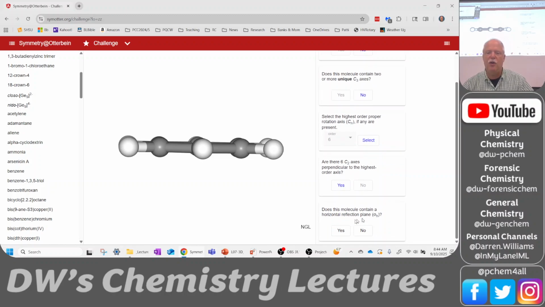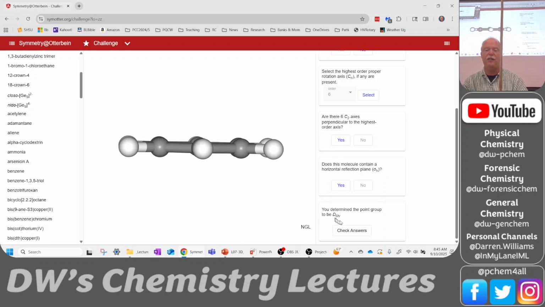Does this molecule contain a horizontal reflection plane? So this is now the vertical axis. There's a reflection plane that's horizontal. Yes, it's a planar molecule. So just every planar molecule has a reflection plane. This is just asking, is that reflection plane the horizontal plane? And it is. So the C6 axis is going up and down. The plane of the molecule is a horizontal plane. And so I say yes. And so that's what that H stands for in D6H. A D6H molecule is a molecule with 6-fold symmetry that has that horizontal plane of reflection.